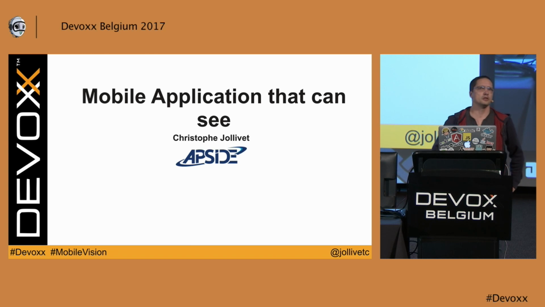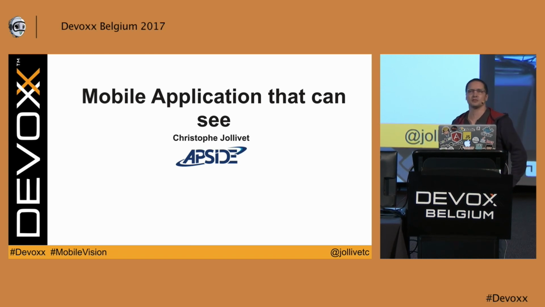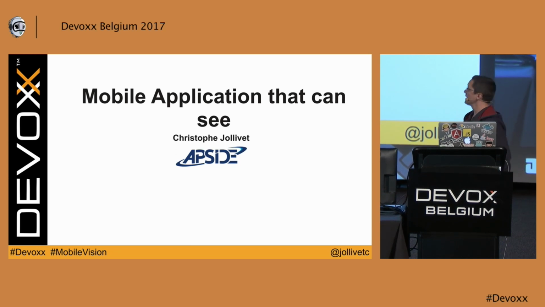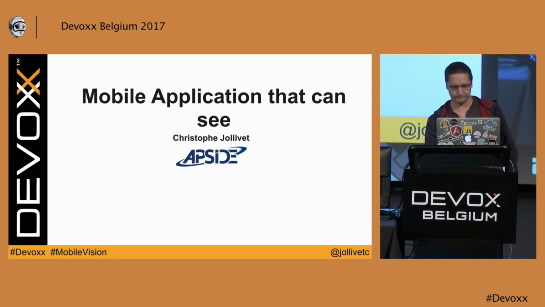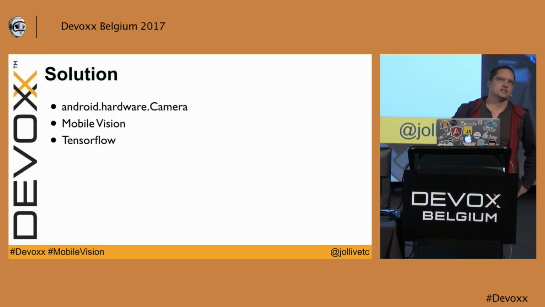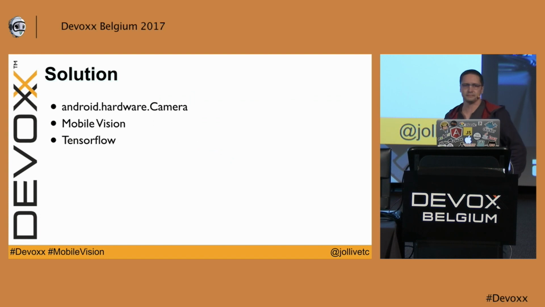I am Christophe Jolivet. I work as a technical agitator at Appsid, which is a French consulting company. And we will speak about mobile application and vision. There are mainly three solutions when you are on Android. You can use the old Android hardware camera. You can use mobile vision, which we will mainly speak about and will do some live coding. And you can use the newly announced TensorFlow.